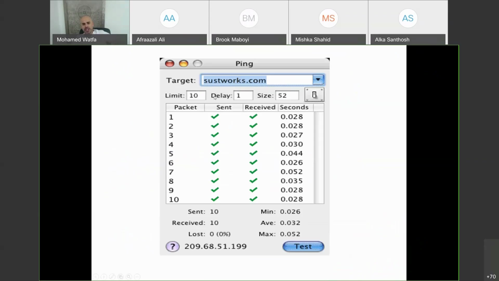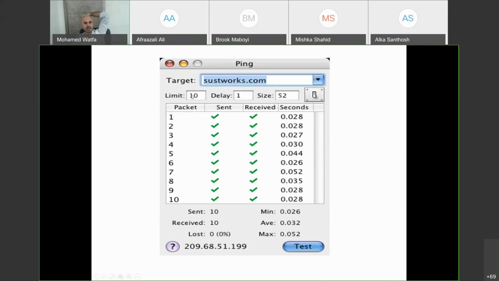Again, you could use sustworks.com if you want to use a web portal and many others. You could use a web portal in order to do ping and get some kind of nice graphical user interface. Or you could do it on the command prompt. Of course, we like to do it on the command prompt better. But yes, it could tell you how many packets were sent, how many were received, the average, the minimum, maximum, stuff like that. This is very basic.